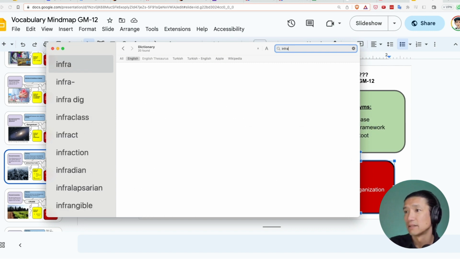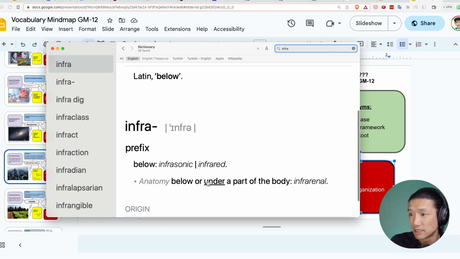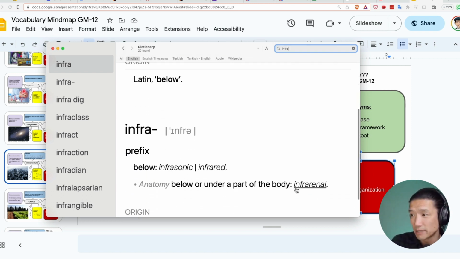Infra is a prefix meaning below or under, a part of the body. Infrared means below the red spectrum. Red is like the lowest one, and we can't see below that. I don't know if you've ever used a red light at night. It shines the least. It's used when you're trying to be sneaky. That's why those spy lights are always red, guys, because it produces the least amount of luminance, or output of light.